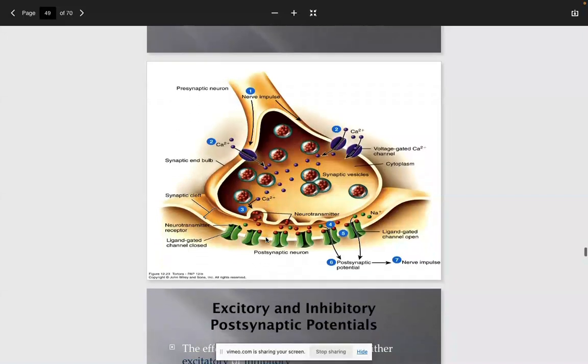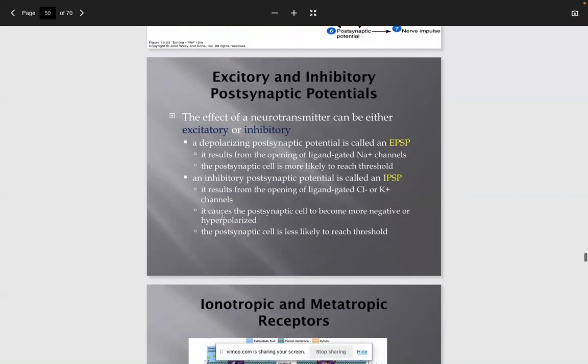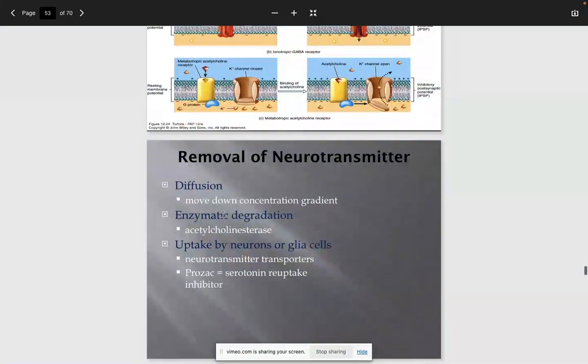This is actually how SSRIs work, selective serotonin reuptake inhibitors. If you inhibit the reuptake of something, then what happens? If you prevent it from being taken back up into the presynaptic neuron, it stays in the synapse more. This is how drugs like Prozac work. So I want you to know that reuptake and enzymatic degradation are two important means of removal of neurotransmitters.